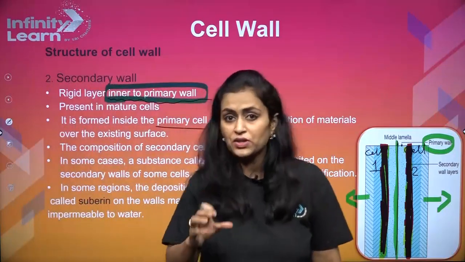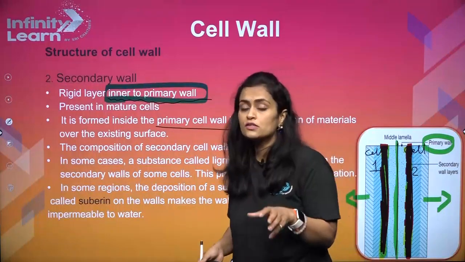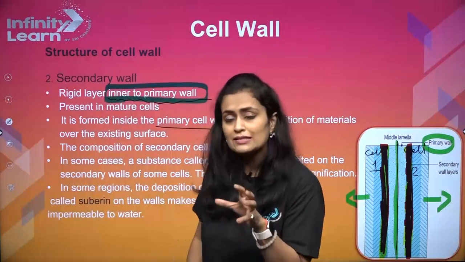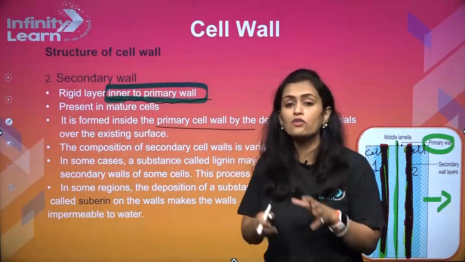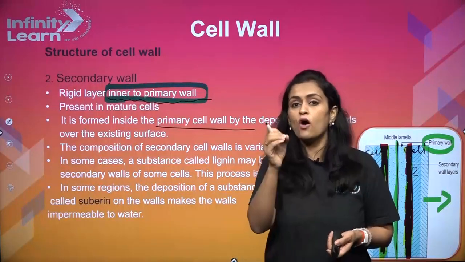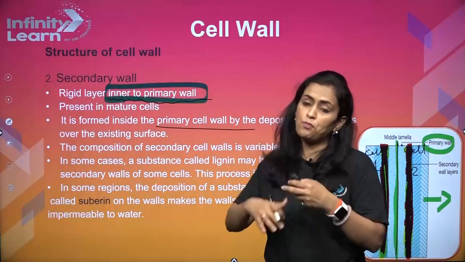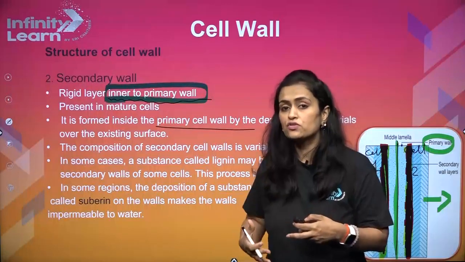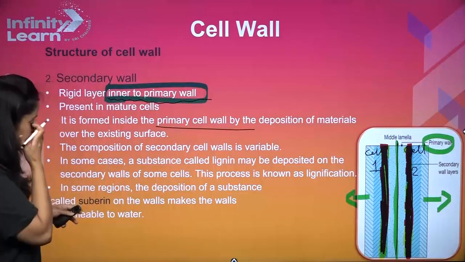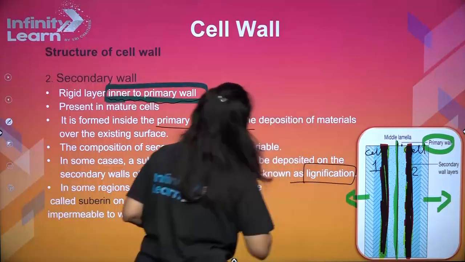That means there must be something extra than the pectin. Yes, very correct. So the process is called lignification. It depends on which type of cell has the secondary cell wall. Many cells will have this deposition of lignin, and lignin is deposited by the process of lignification.